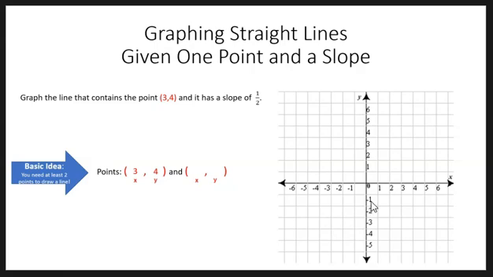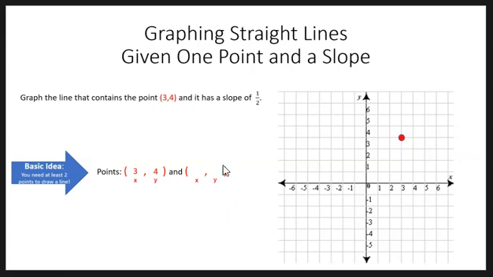Don't forget that when we plot the point (3, 4), we start at the origin. From there, we count 3 to the right, because that's the X coordinate and it's positive. I'm moving to the right. And from there, I go 4 up. That's my Y coordinate and it's positive, that's why I go up. So 3 to the right and 4 up. Wherever you land, you place the point.